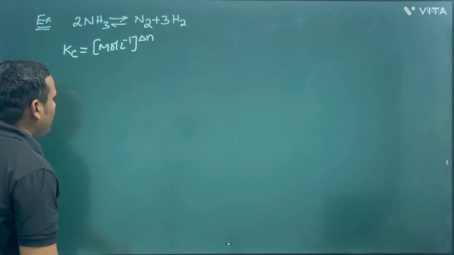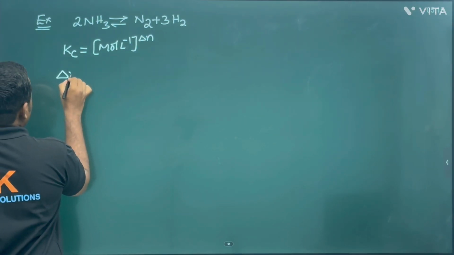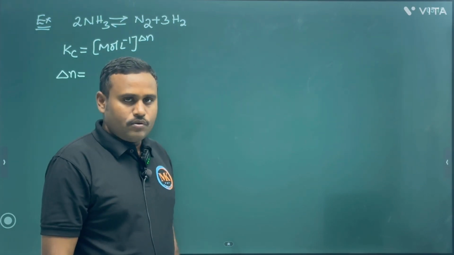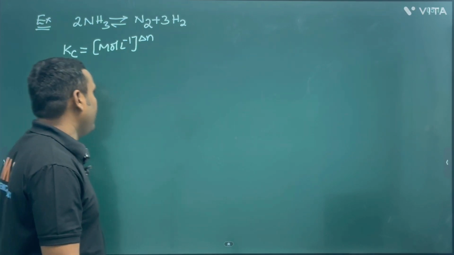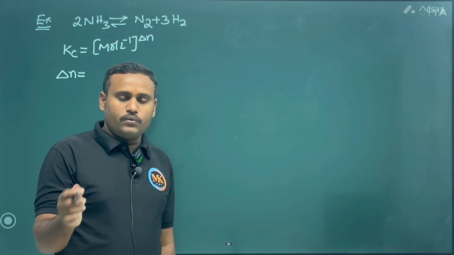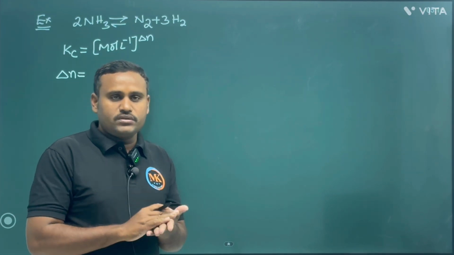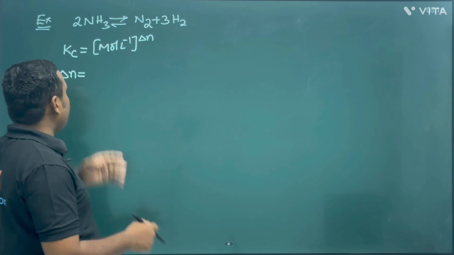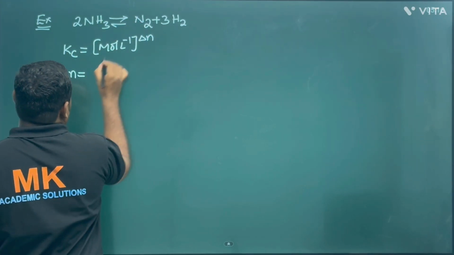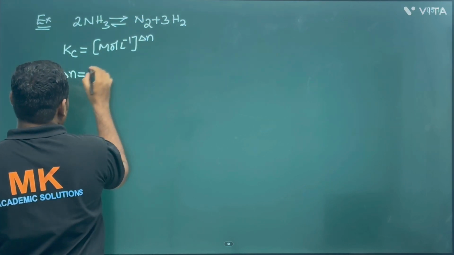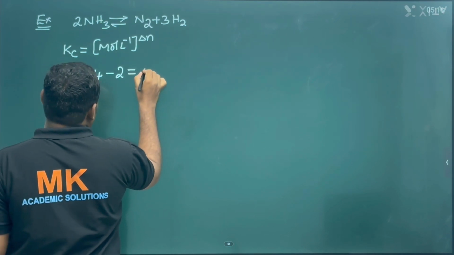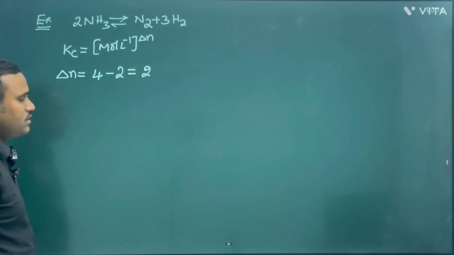So here what is delta n? We know delta n is equal to the number of moles of products minus the number of moles of reactants. Means we need to count the number of moles of products first, then count the number of moles of reactants, and subtract. Here the number of moles of products is 1 plus 3, 4. So 4 minus 2, that is equal to 2. So here delta n is equal to 2.